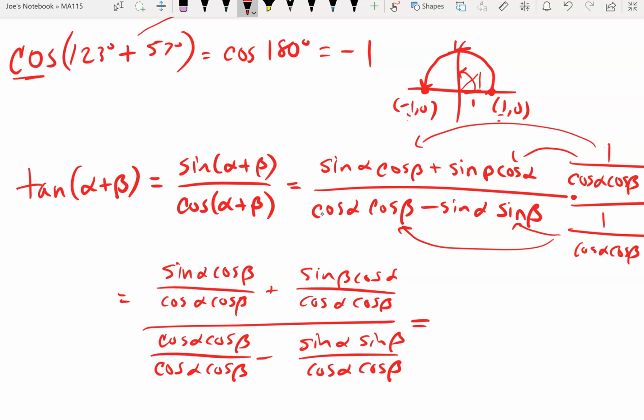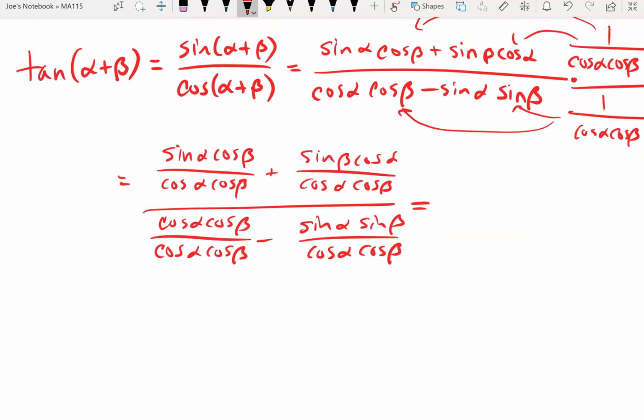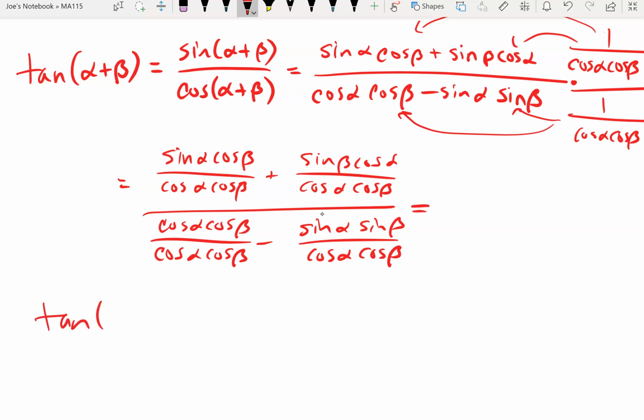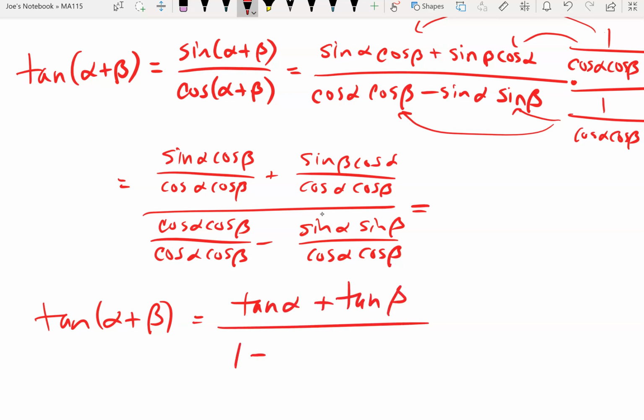So this is what your sum formula for tangent looks like when you see it written most times. Tangent of alpha plus beta is tangent of alpha plus tangent of beta over 1 minus tangent of alpha times tangent of beta. It's a sum on the top, it's a product on the bottom, and the sign is flipped.